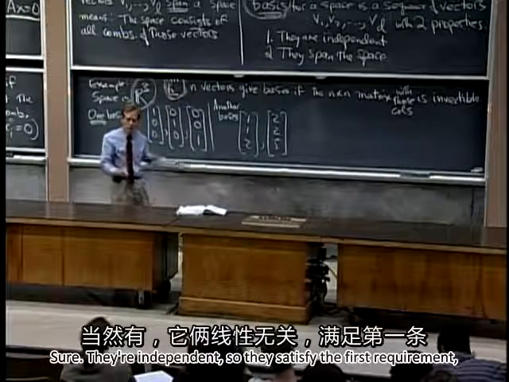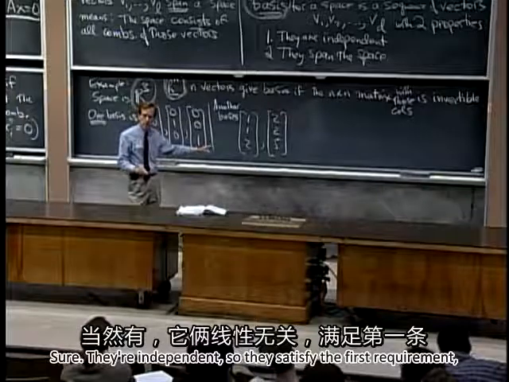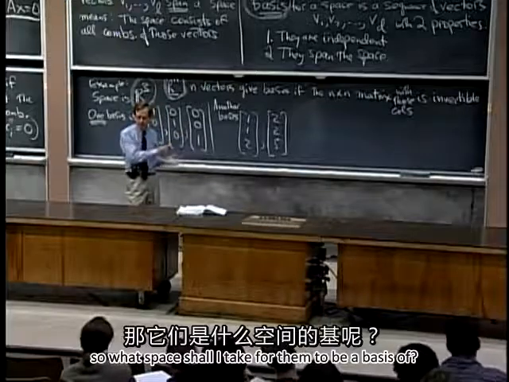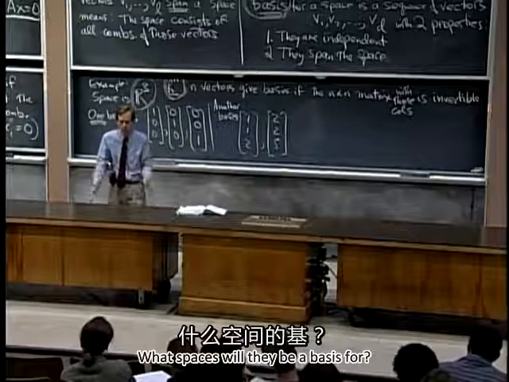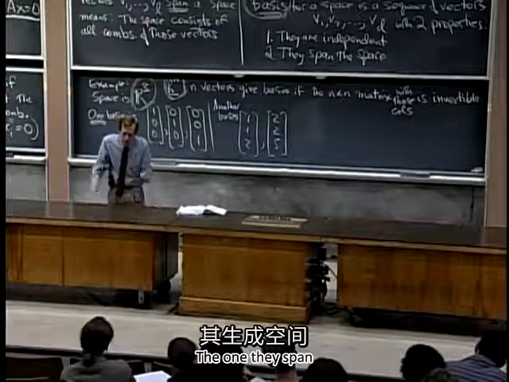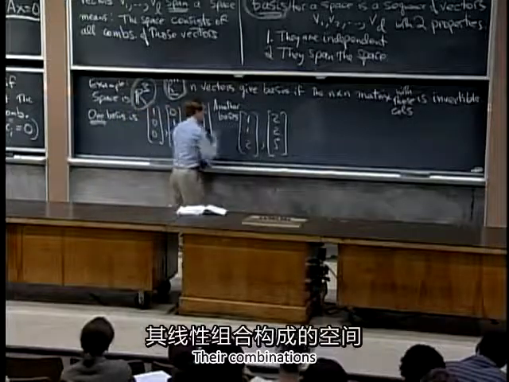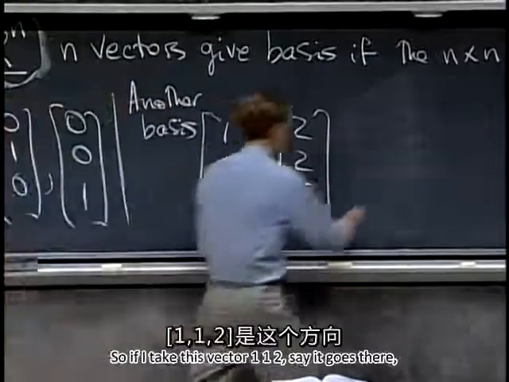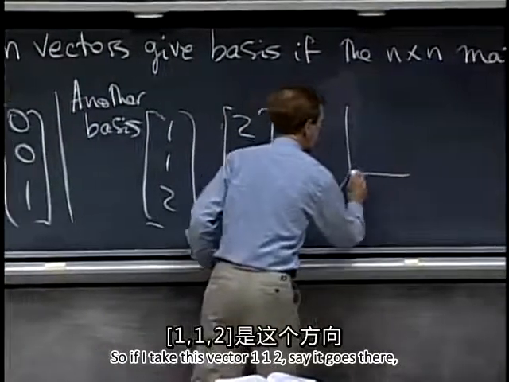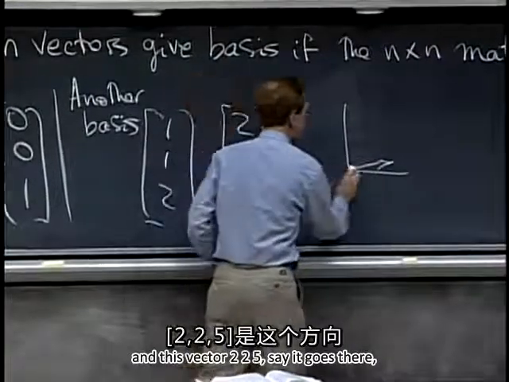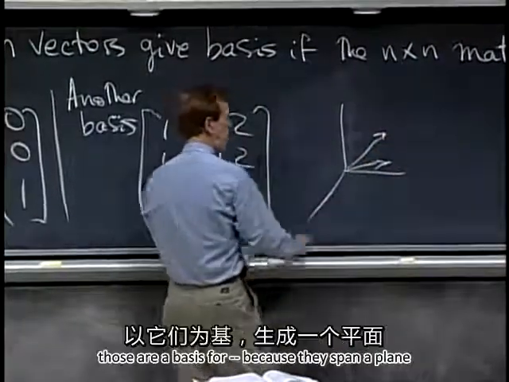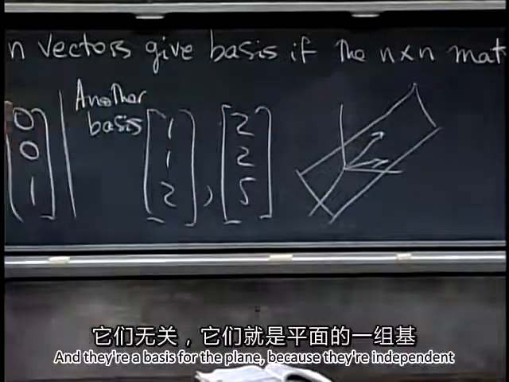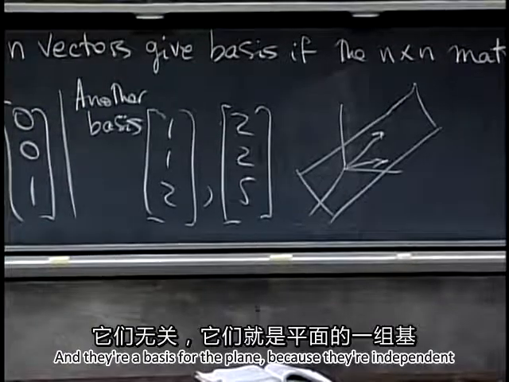Sure. They're independent, so they satisfy the first requirement. So what space shall I take for them to be a basis of? The one they span. They're combinations. It will be a plane inside R3. So if I take this vector 1, 1, 2, say it goes there, and this vector 2, 2, 5, say it goes there, those are a basis for the plane, because they span a plane, and they're a basis for the plane because they're independent.